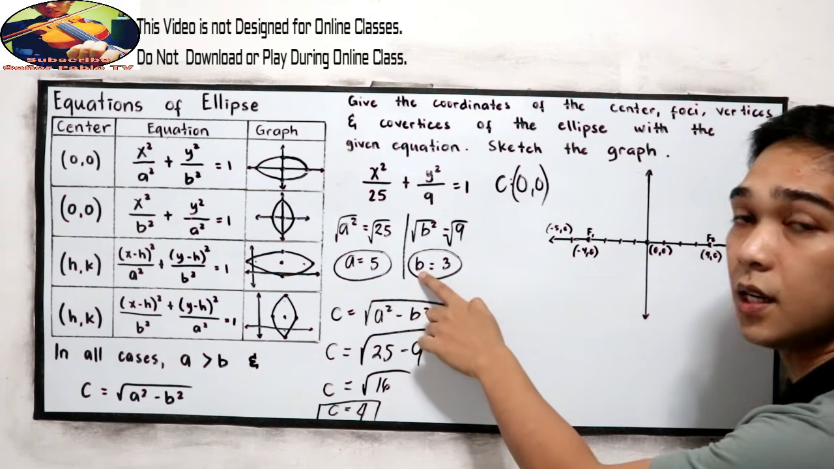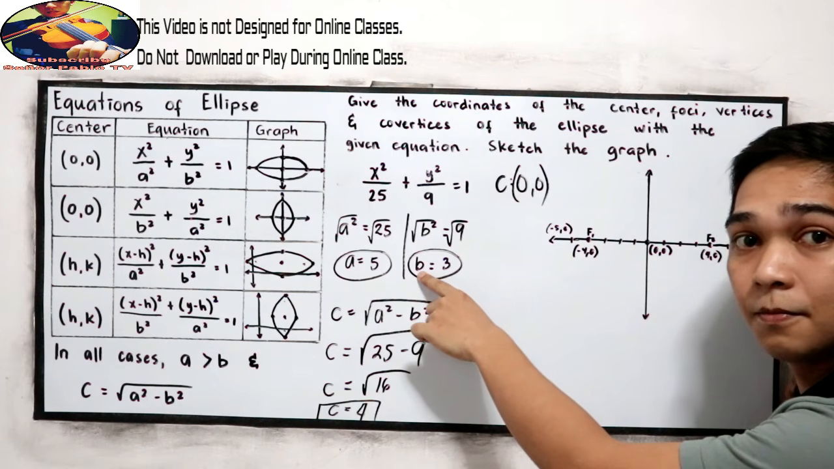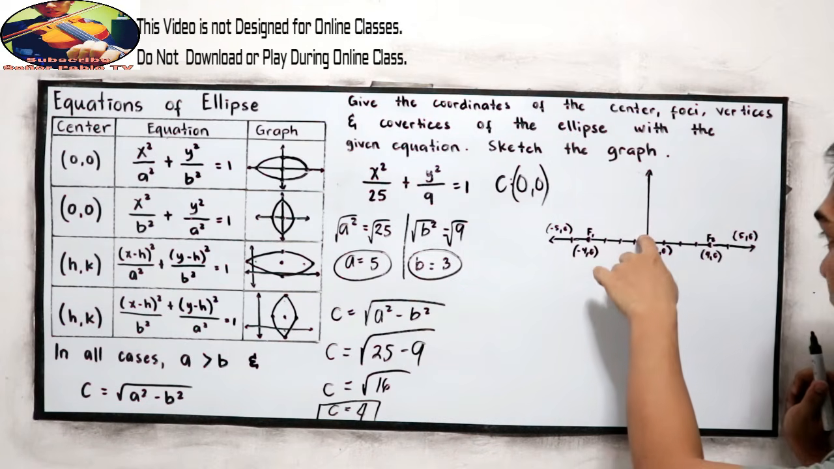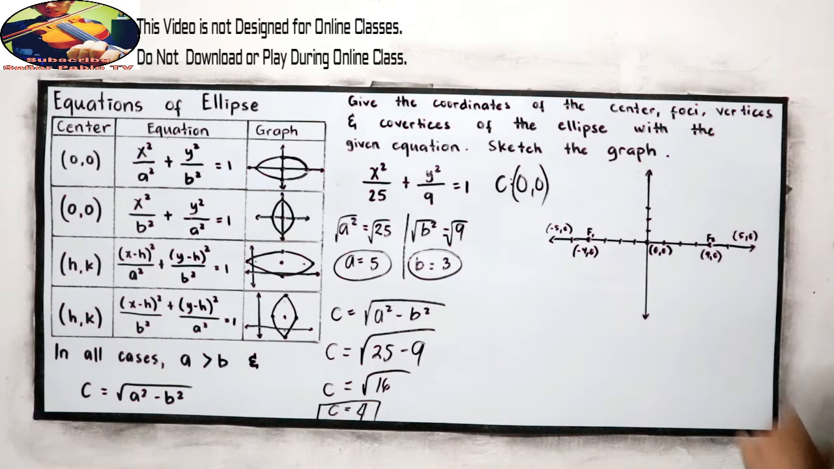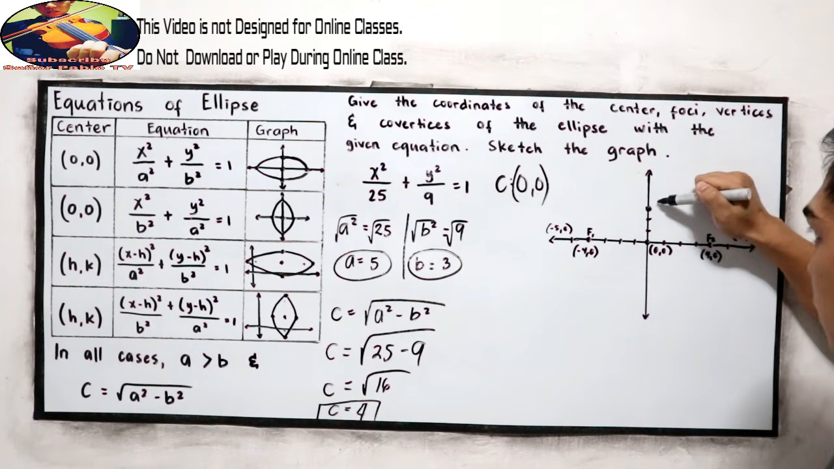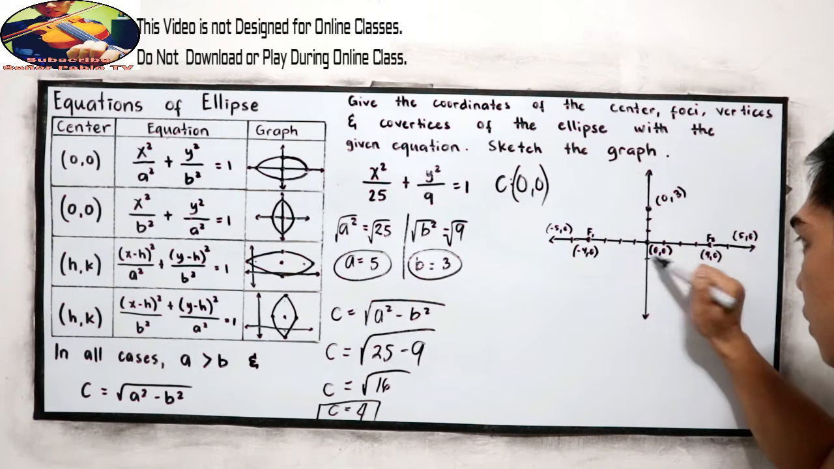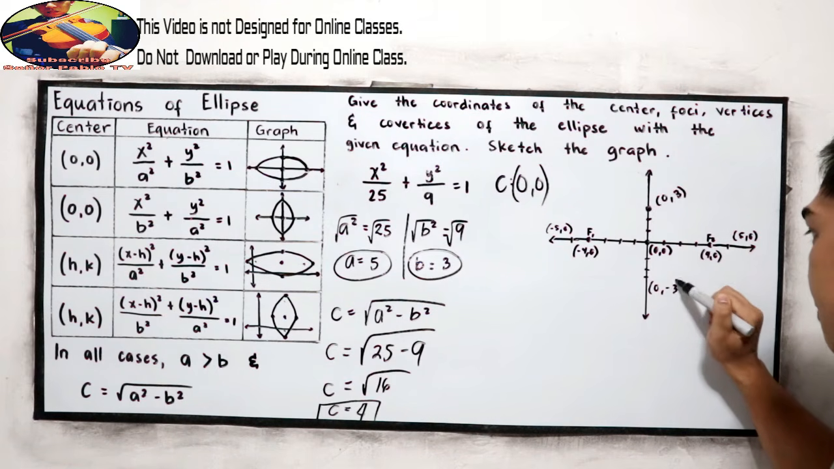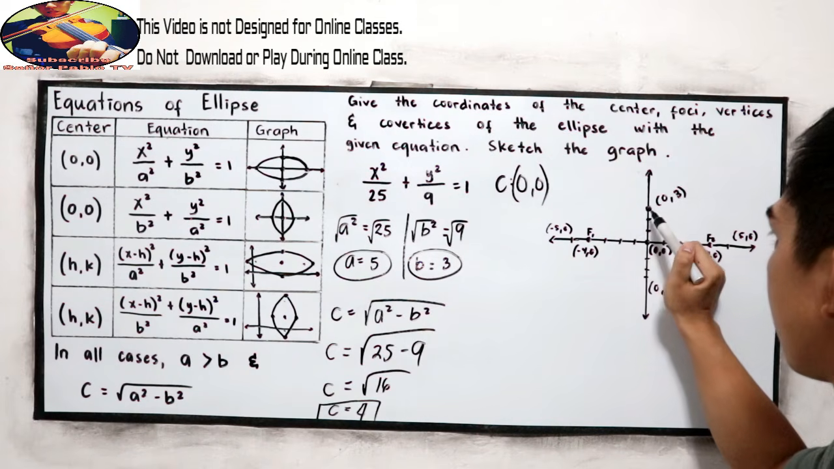And our B, that is the distance of our semi-minor axis. So it is located here. So 3 units, 1, 2, 3. So the coordinates is 0, positive 3, and the other one, 1, 2, 3, 0, negative 3. Now, this will be our ellipse.